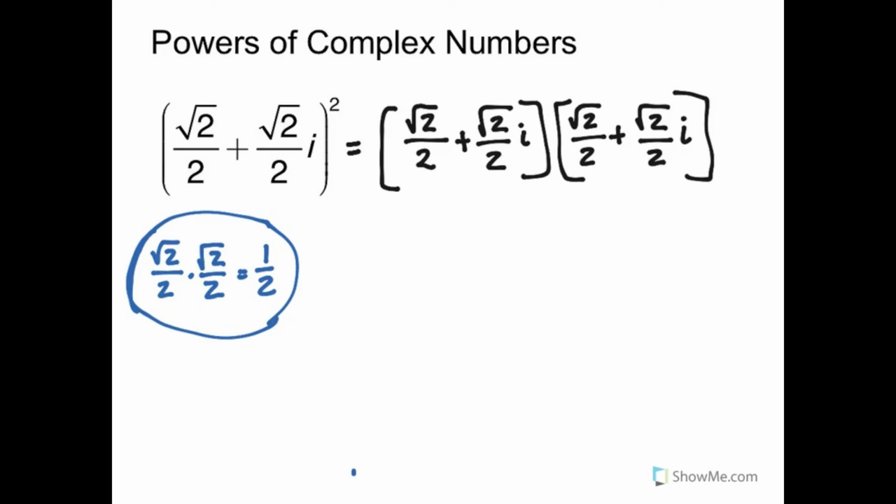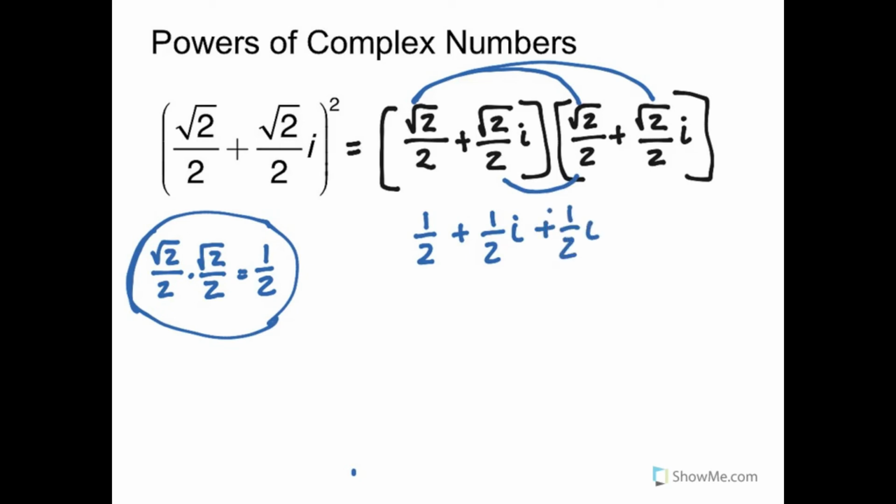Now that we know that, let's multiply this out. So I have a square root of 2 over 2 times itself. That's going to give me 1/2. And I have a square root of 2 over 2 times square root of 2 over 2 i. That's going to give me 1/2 i. I have that same multiplication again, so I have another 1/2 i. And then finally, I have square root of 2 over 2 i times itself. So that is 1/2 i squared. i squared is negative 1, so it's negative 1/2.